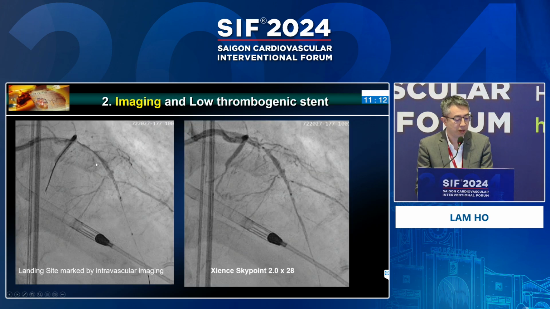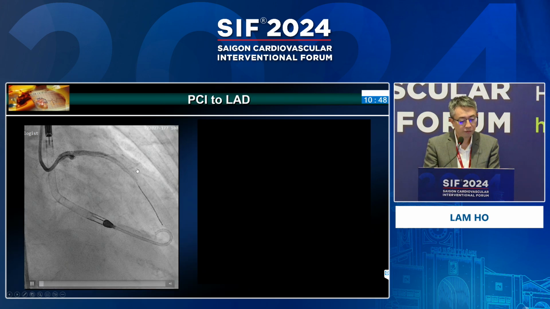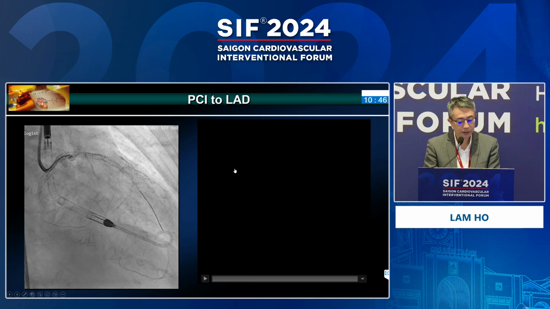And then if we want to have good outcomes in those cases, imaging is very important. Like this case, it's difficult to judge where to land. However, by IVUS, you will know where to land. Like this case, we decided to land here. It's based on the IVUS finding. And you need to choose a stent with the least malapposition. That's very important. And then we finish the PCI on the LAD.